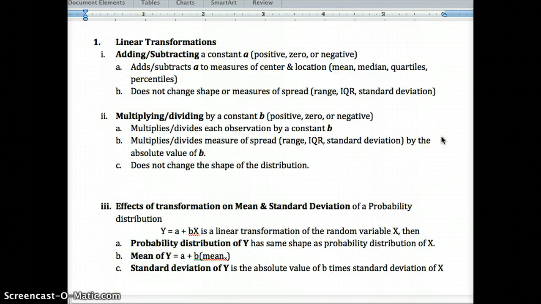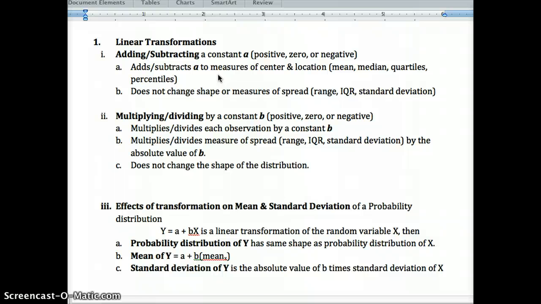So this is a nice refresher of what we went over earlier in the semester: adding or subtracting a constant, that means a number that stays the same, adds that same value to measures of center and location. So the expected value would be shifted by that amount if you added it to the whole distribution. The same goes for location: percentiles, quartiles, and medians.